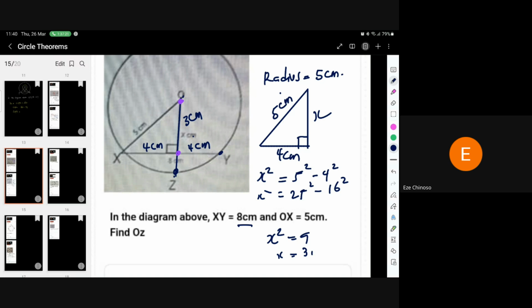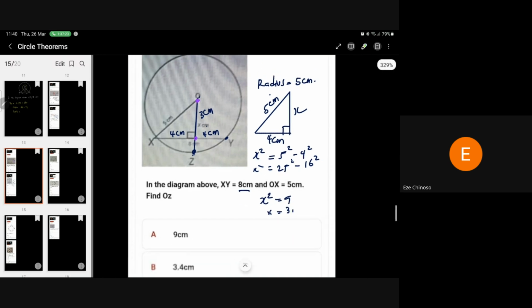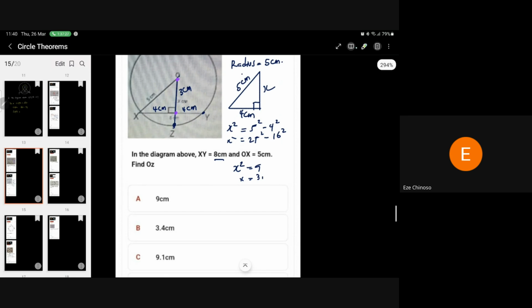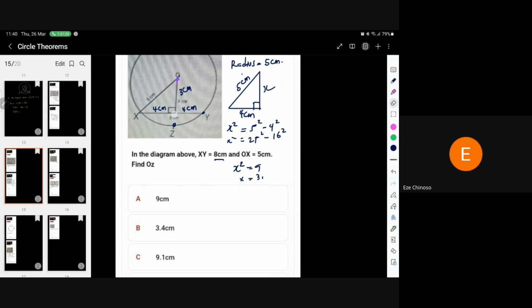There's a problem with this question. If they are looking for OZ, then it should be 5. But unless they are asking us about these smaller parts, from this place to this place, unless there's a smaller Z there, unless they're asking for that place. But for me, I think that the 5 is there already.